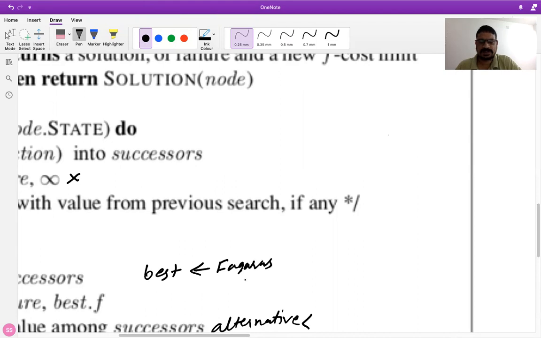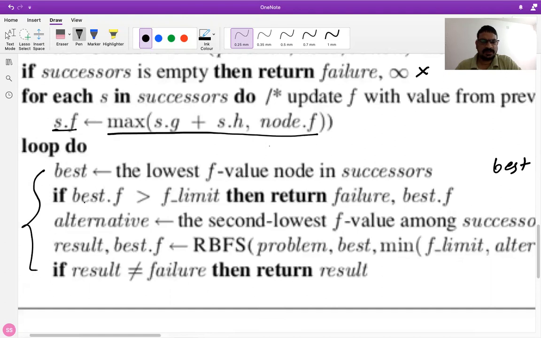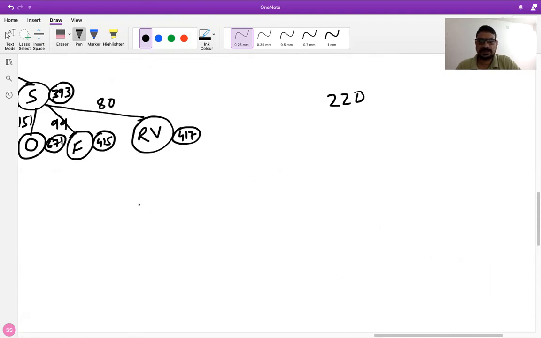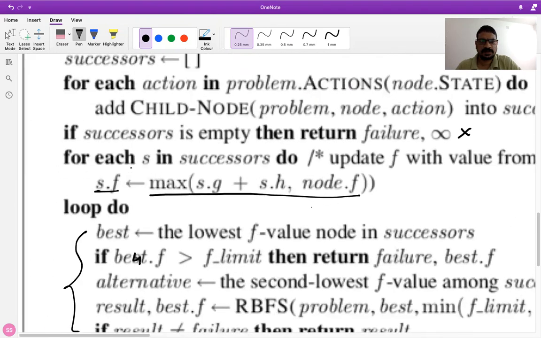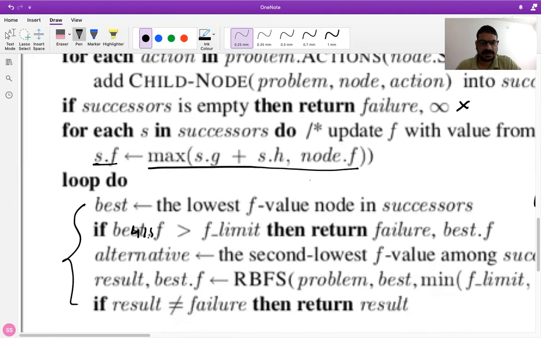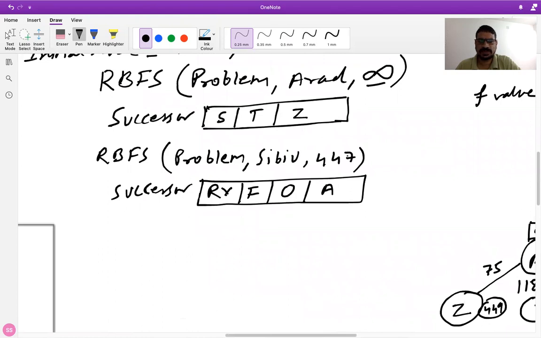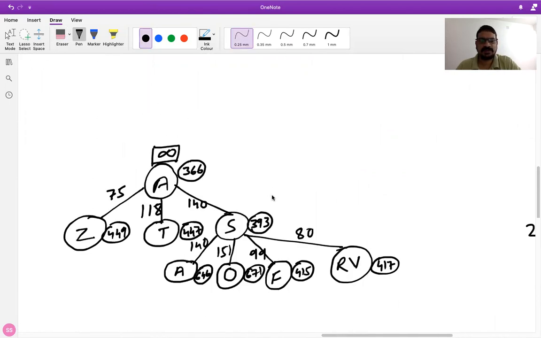Now the next one is the Fagaras F limit. What is it? 415 is greater than F limit. What is my F limit? F limit is 447, right? Because there is no longer that particular function, so that has to be updated as 447. This is my F limit, right?